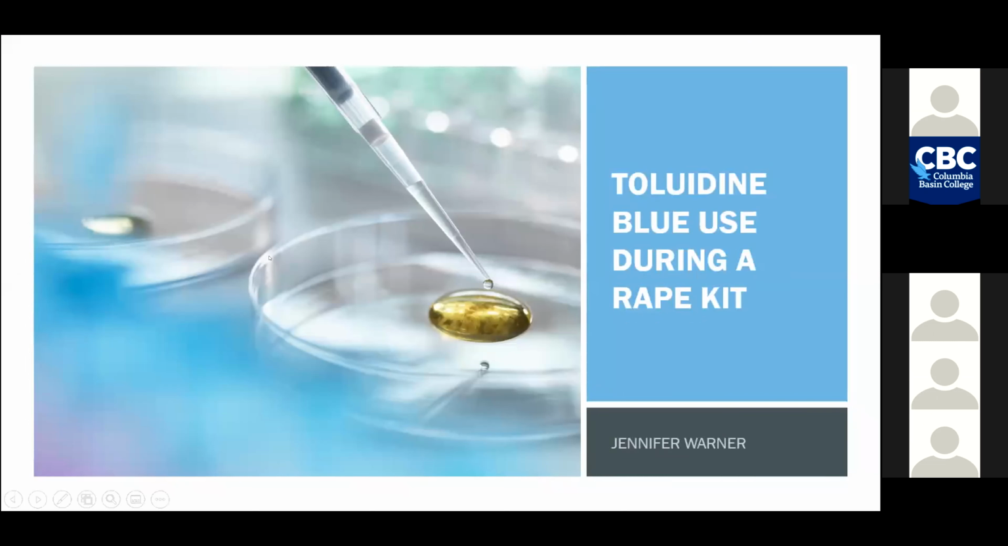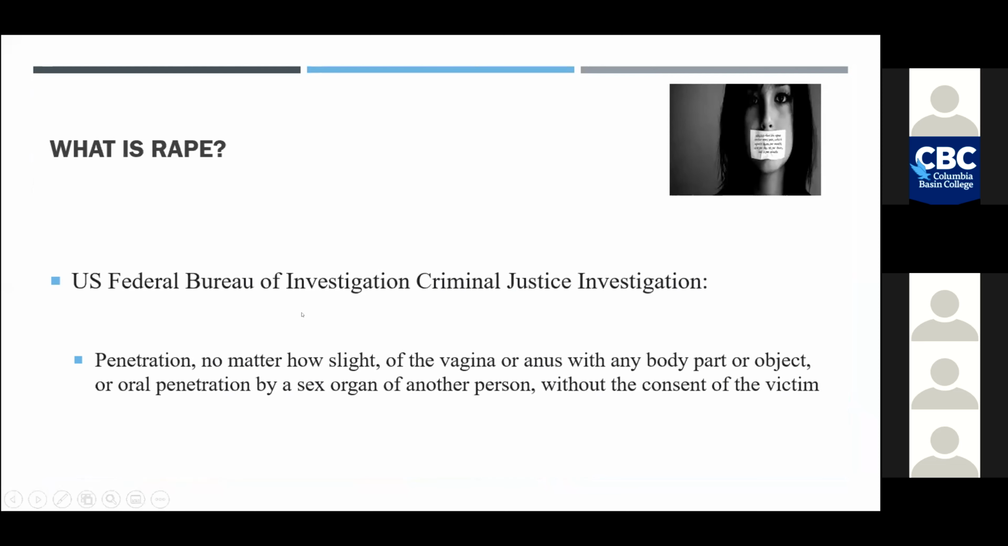I'm going to try to pronounce this right: it's toluidine blue, used during a rape kit. First of all, when we think about rape, according to the FBI, we're talking about penetration, no matter how slight, of the vagina or anus with any body part or object, or oral penetration by a sex organ of another person without the consent of the victim.